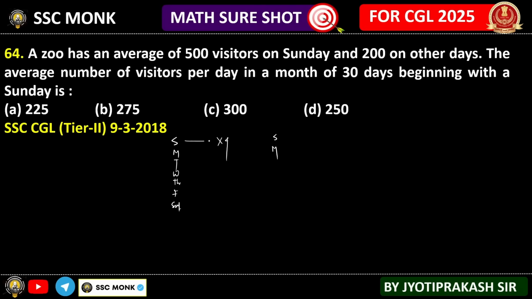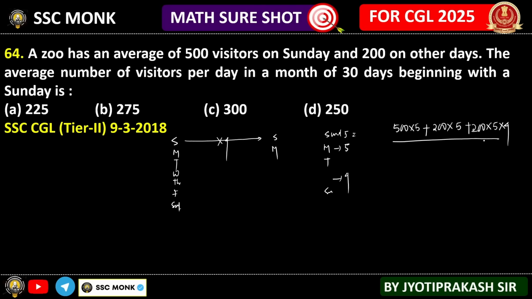Yes. So how many times will Sunday be there? 5. Monday, 5. Tuesday to Saturday, 4 times each. Clear? Sorted? Yes. Now it is asking the average number of visitors per day in 30 days beginning with Sunday. So how many Sundays are there? 5. So 500 into 5 Sundays, plus how many Mondays? 5 Mondays, 200 into 5, plus the rest 5 days into 200. And these 5 days will be happening 4 times. Clear? Now divide by 30.